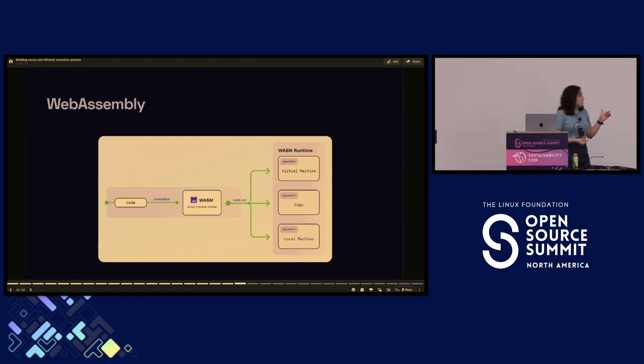And now you have this binary that you can run anywhere you can put a WebAssembly runtime. That can be on x64, ARM, Windows, Linux, wherever. You can put that same bytecode there. And you can actually change your mind and move it somewhere else, and you don't have to rewrite it or rebuild it.